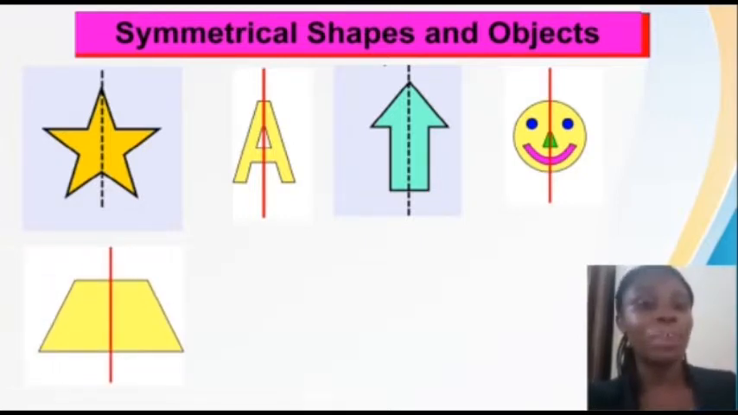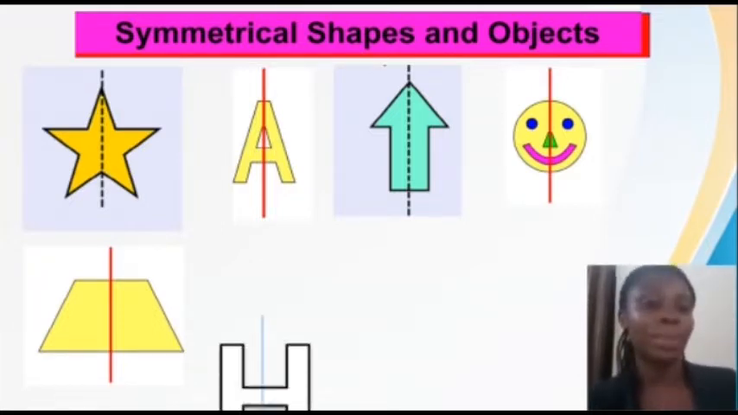This is a trapezium. This particular trapezium is symmetrical. It has one line of symmetry. You can see the line vertically cutting the trapezium into two, and we have two equal halves.